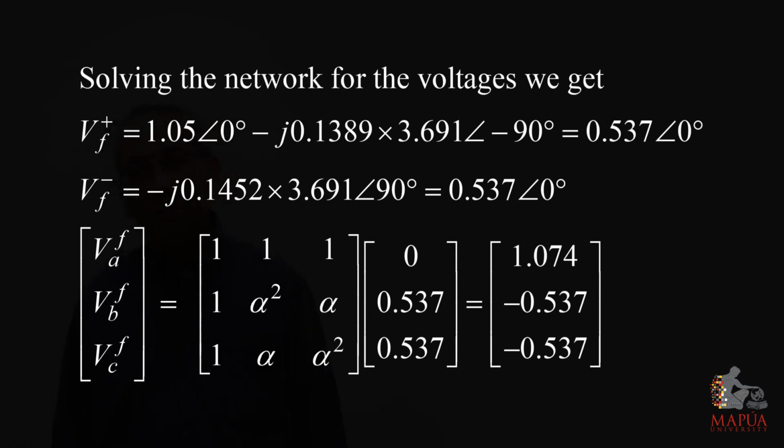So thus, we can now get the phase voltages of this fault voltage, VA, VB, and VC, to be equal to the A matrix multiplied by the sequence voltages of the fault voltage. So that gives us VA to be 1.074, VB to be equal to negative 0.537, and VC to be equal to negative 0.537. So that ends our Module 13.